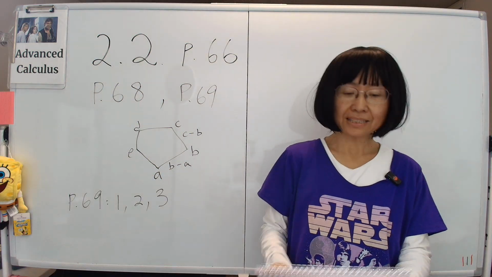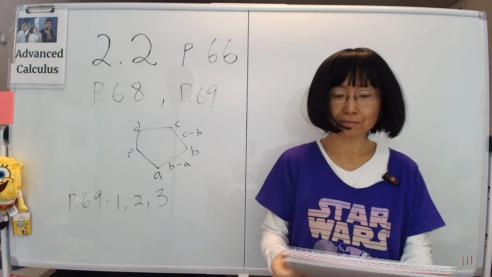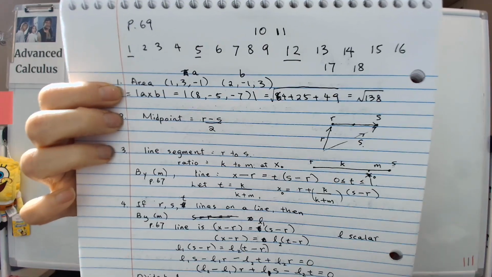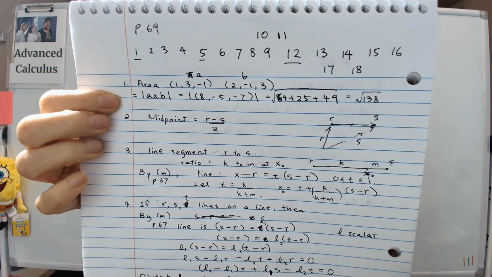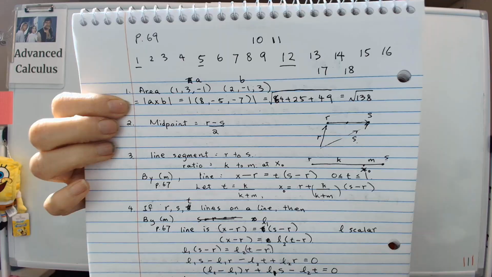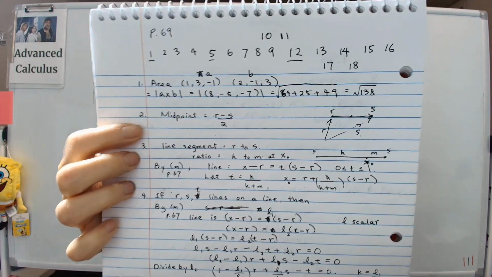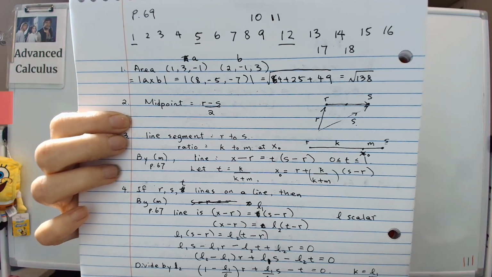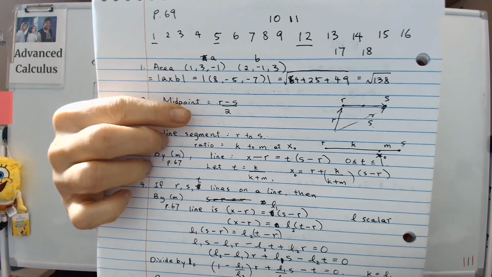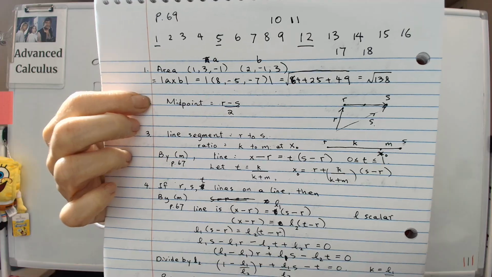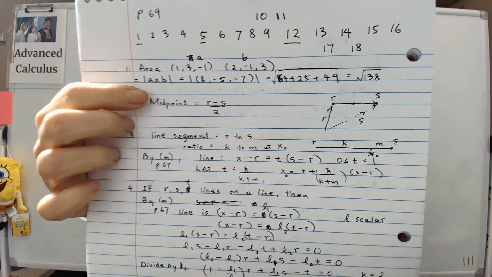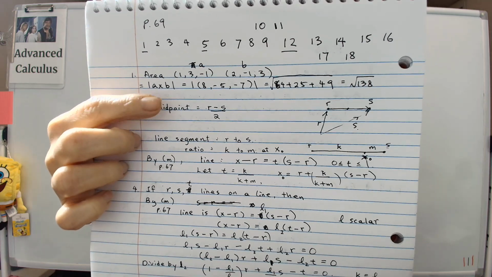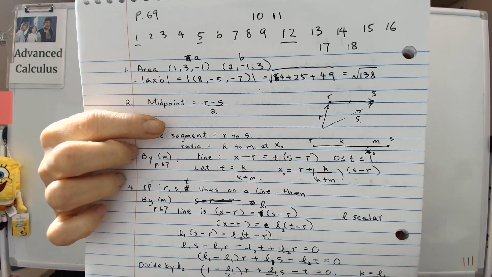So page 69. Let's look at problem 1. Okay, problem one is just a matter of doing some basic calculations. The area is A cross B, which becomes that. Okay, and problem 2, calculating the midpoint. The midpoint is just the vector divided by 2. And in this case, the vector is r minus s. Okay, and it goes from r to s. Doesn't matter which way it goes, s to r either way. And we just divide it by 2. That will give you the midpoint.